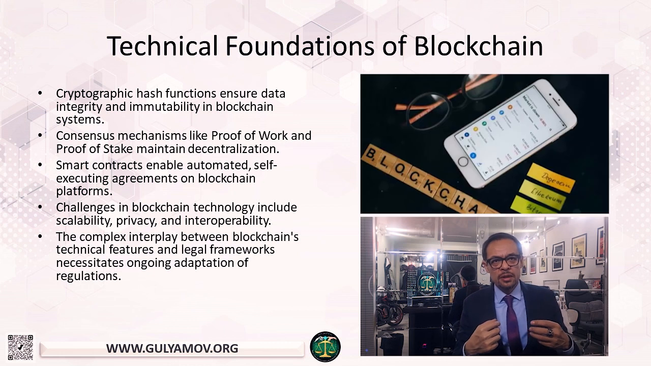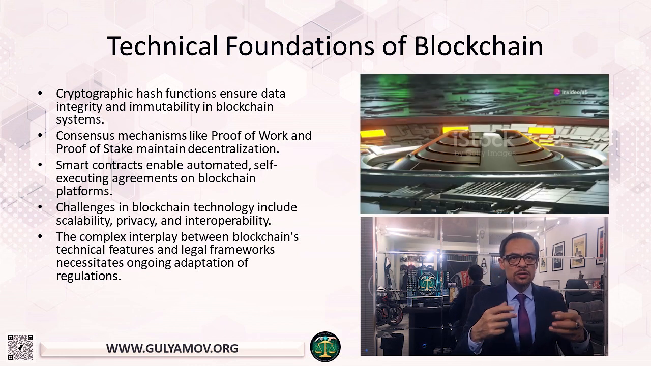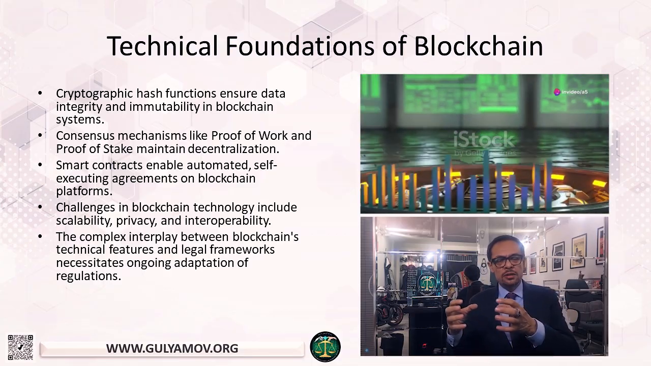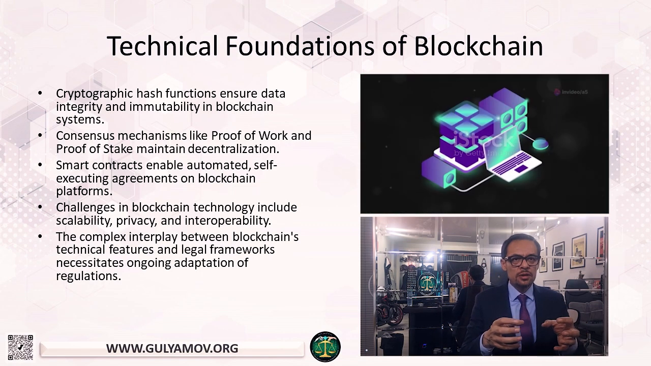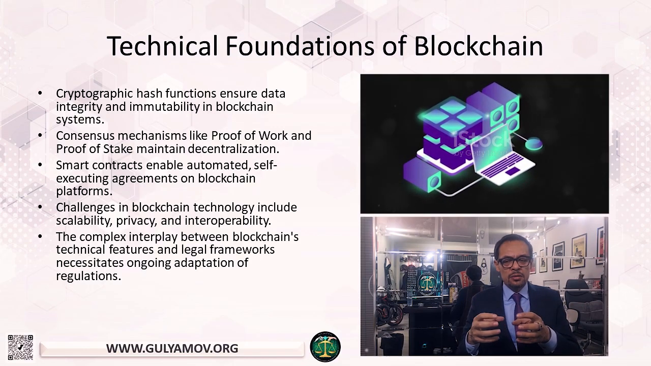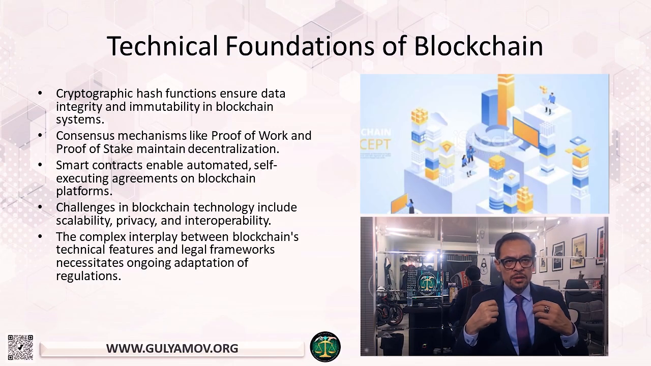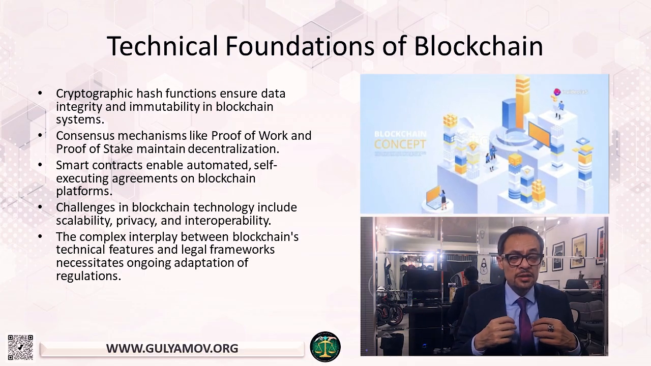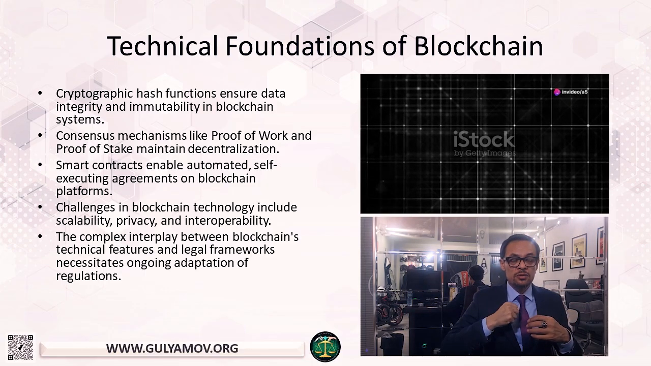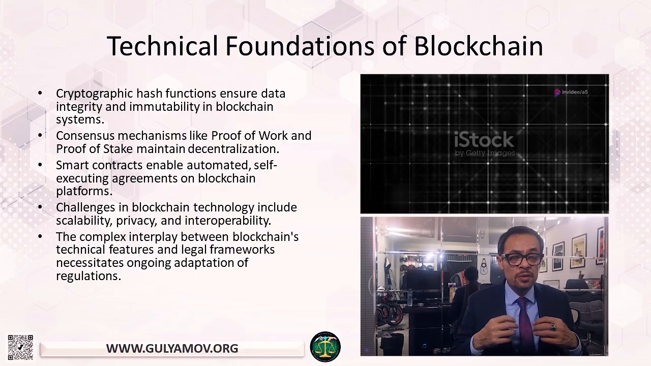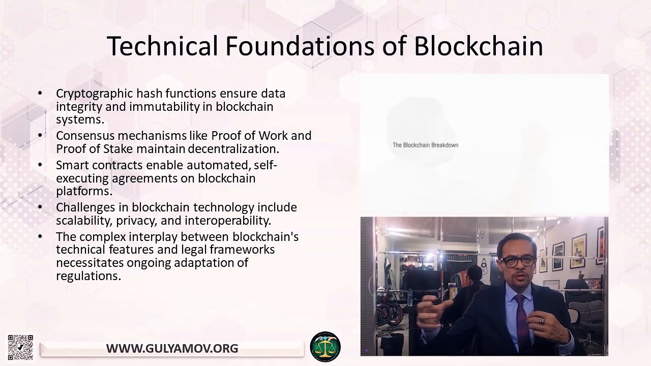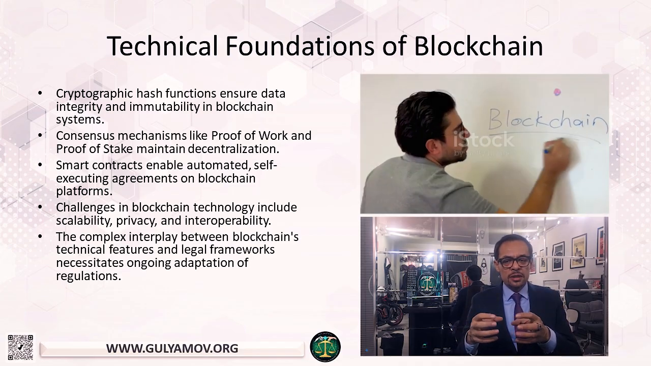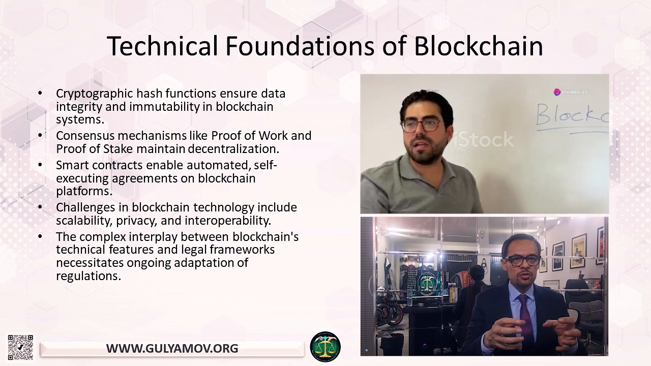Technical foundations of blockchain. The technical underpinnings of blockchain, as depicted on our slide, are crucial for understanding its legal implications. At the heart of blockchain's security lie cryptographic hash functions, ensuring data integrity and immutability. Consensus mechanisms like proof of work and proof of stake serve as the guardians of decentralization, maintaining the network's integrity. Smart contracts emerge as a powerful tool enabling automated, self-executing agreements on blockchain platforms.